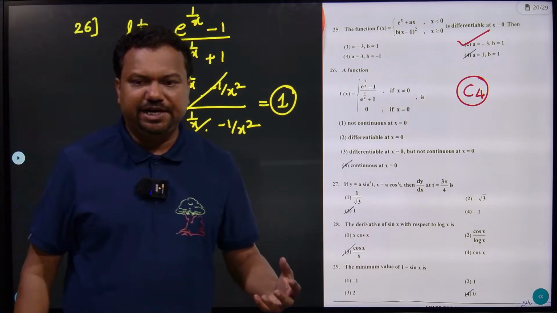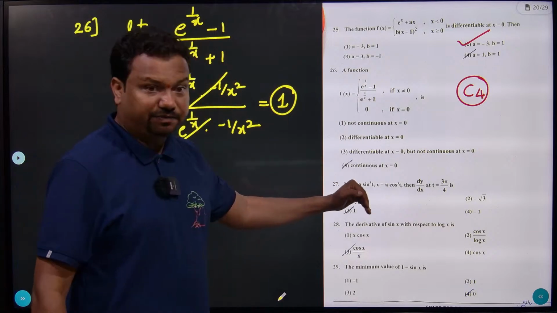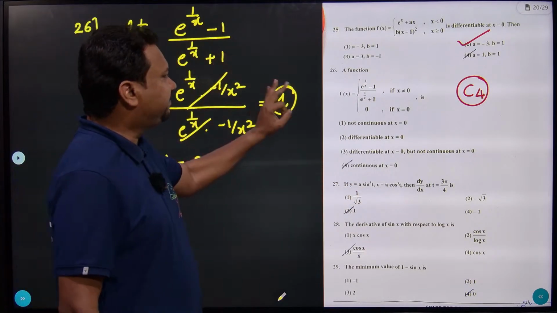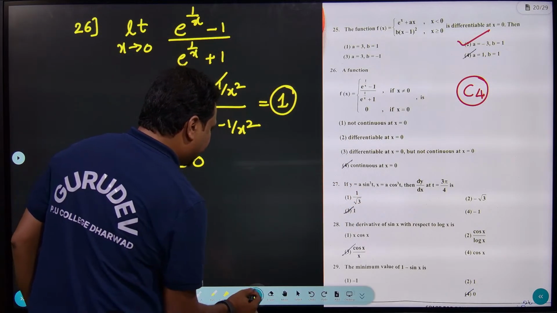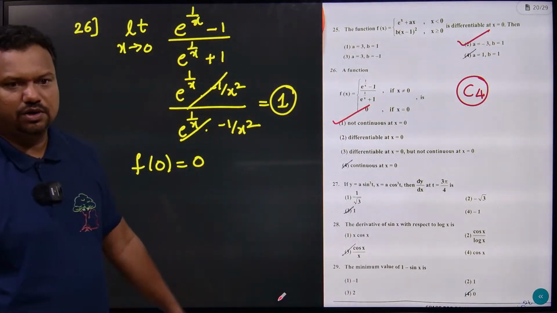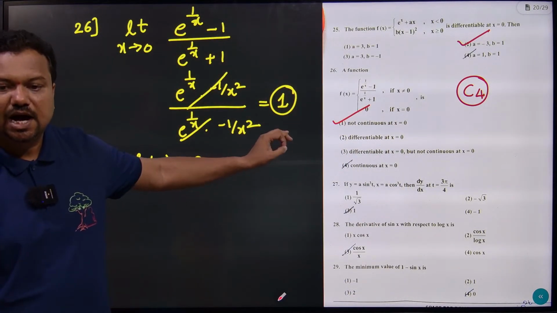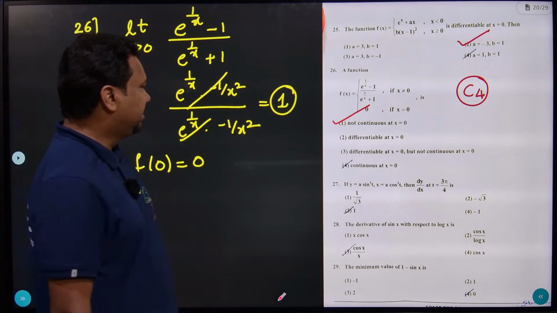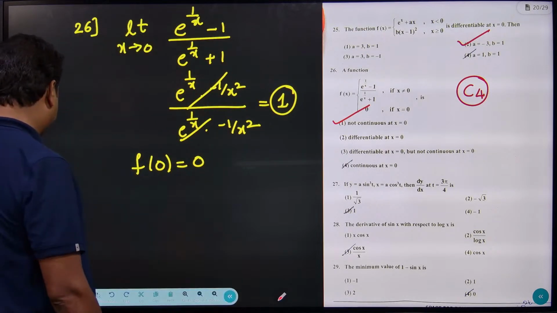Left hand limit and right hand limit are equal, but it is not equal to f of 0. Therefore this function is discontinuous at x equal to 0, that is, not continuous at x equal to 0. Okay, that should be your right answer. Clear? Done. Let's go for the next one.